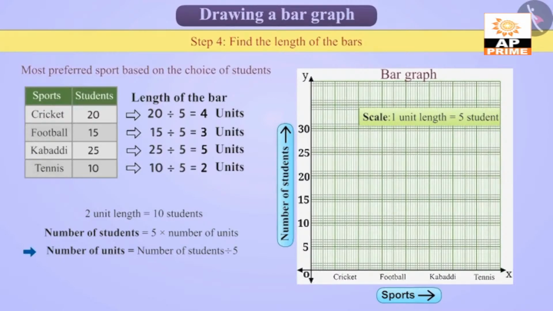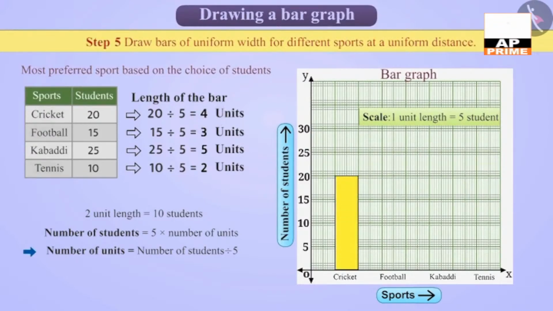Step 5. Now we will draw the bars of uniform width for different sports at a uniform distance. For instance, for cricket, we will draw a bar of 4-unit length. Next, for football, we will draw a 3-unit length bar of the same width, keeping uniform distance. Can you tell us, how will we draw a bar for Kabaddi? Think for a while. Absolutely right. Once again, we will draw a 5-unit length bar of same width, keeping a uniform gap between them. Similarly, for tennis, we will draw a bar of 2-unit length. This is how we obtain a bar graph.